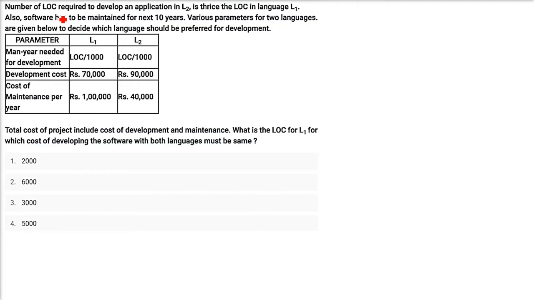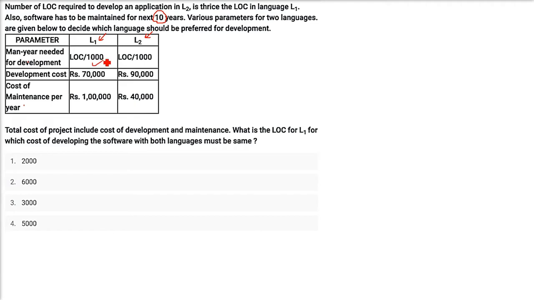Now we have the question here. The number of lines of code required to develop an application in L2 is thrice the lines of code in language L1. Also, software has to be maintained for the next 10 years. Various parameters for the two languages are given below to decide which language should be preferred for development. So maintenance is going for 10 years. So we have the parameters.